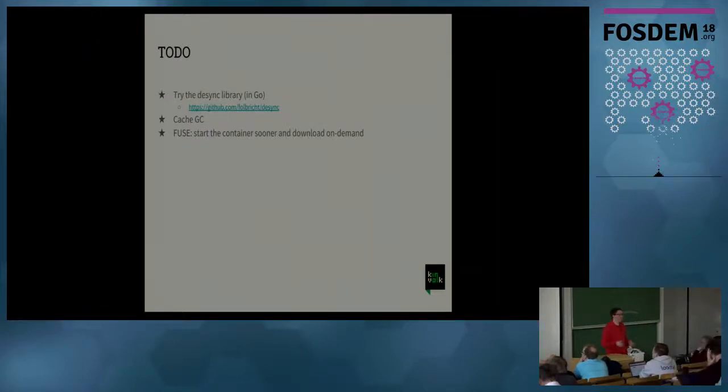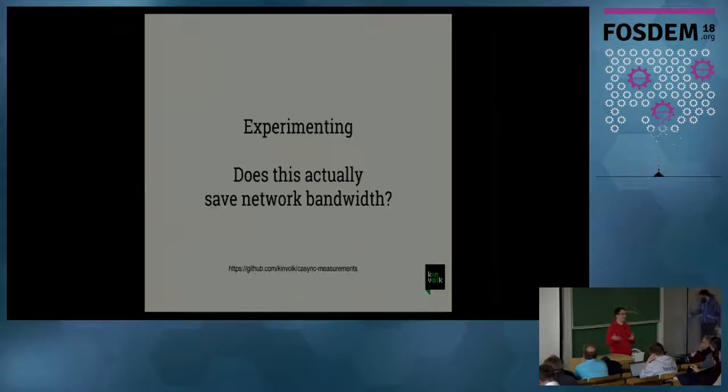I have a list of to-dos that I would like to try if I have time, or maybe some of you are interested in trying it out. There is now a library for CAsync in Go. Since Rocket, Docker, and a lot of different software are written in Go, that would be more practical than using CAsync directly. There is no garbage collection for the chunks yet. So if we use it a long time, that's not really practical yet. So it will need some improvements in CAsync for that. Another idea is to use FUSE in CAsync. There is a FUSE driver to be able to mount the container image immediately and download on the fly the chunks which are needed.